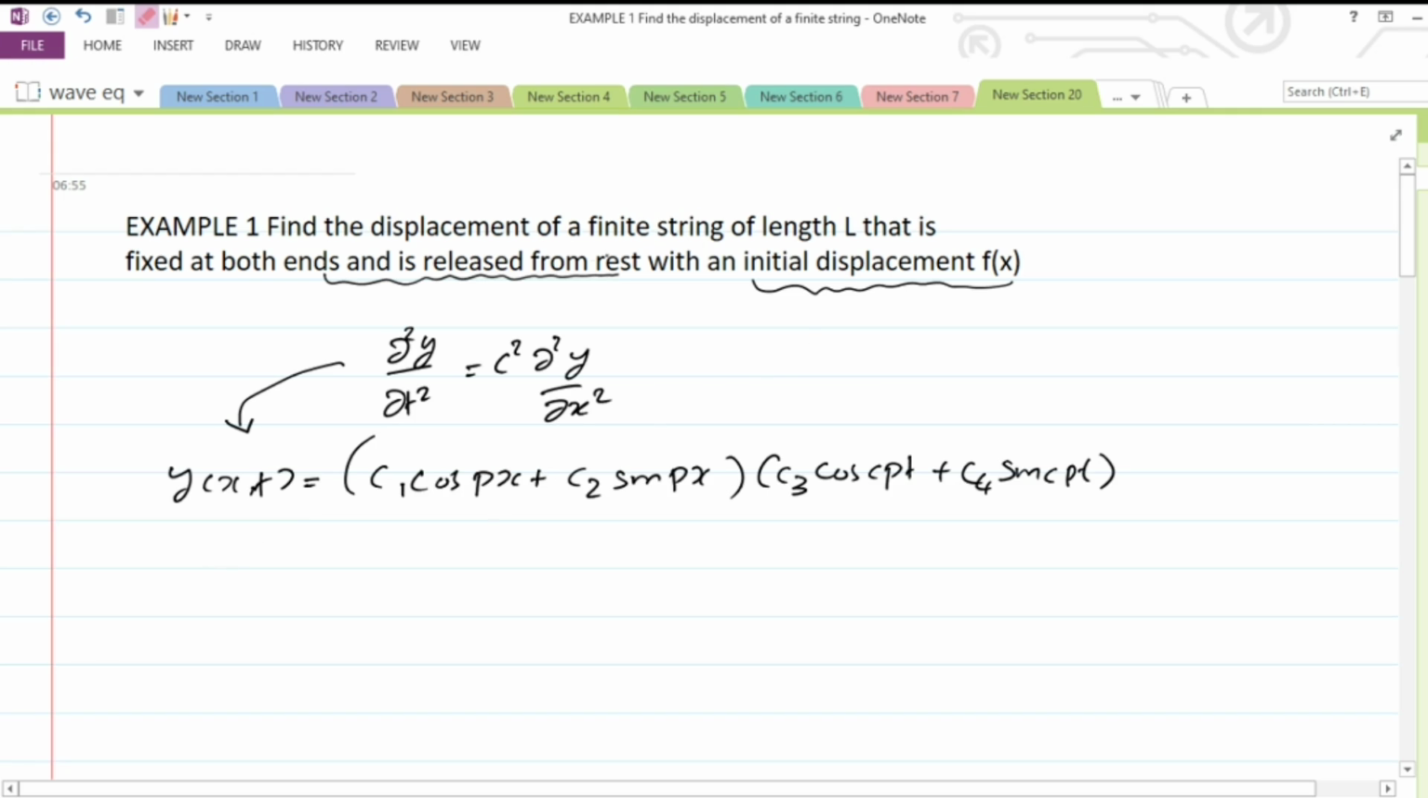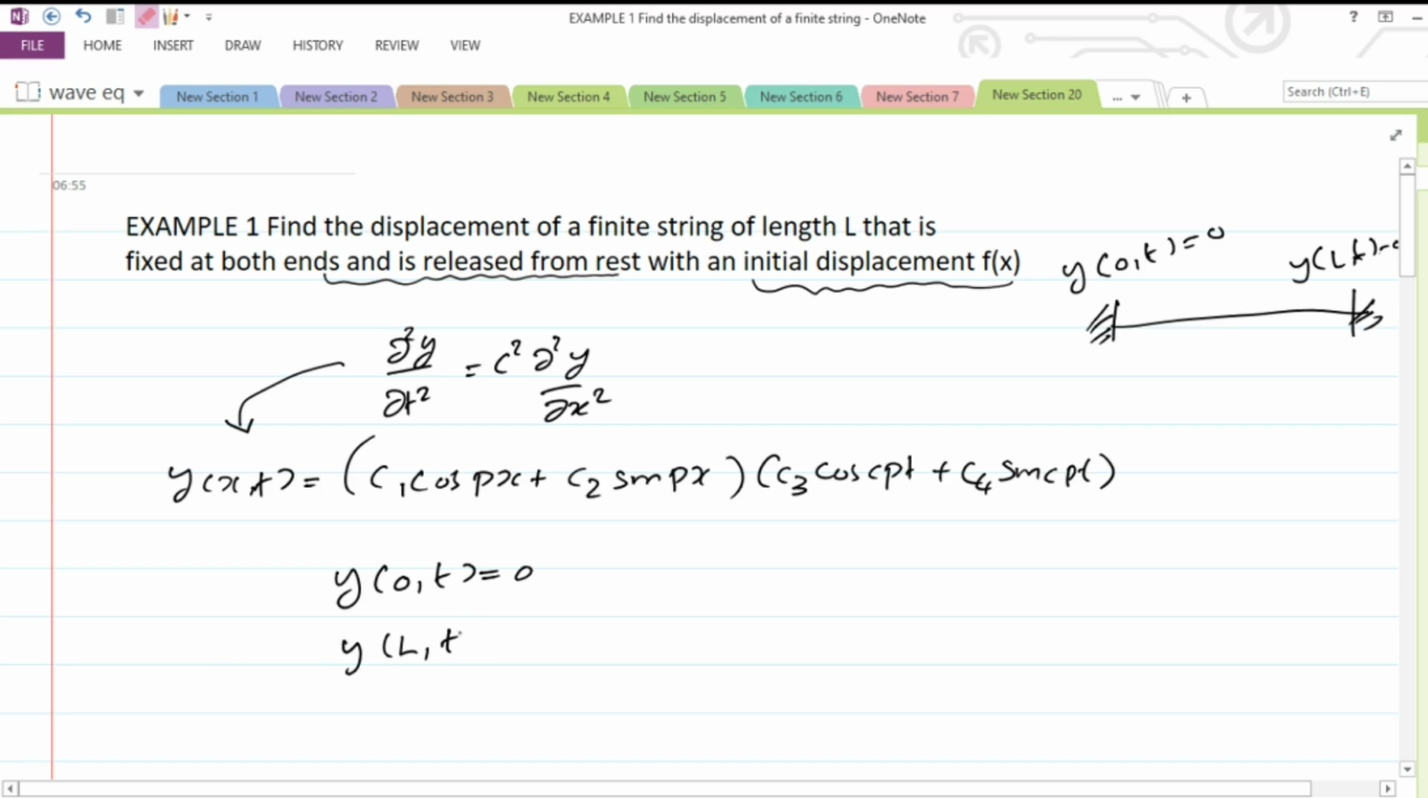Now let us examine the problem, the displacement and velocity. First of all, we can see the boundary condition, that the string is fixed at both ends. So we can say that y of 0,t equals 0 and y of L,t equals 0. These are the boundary conditions.